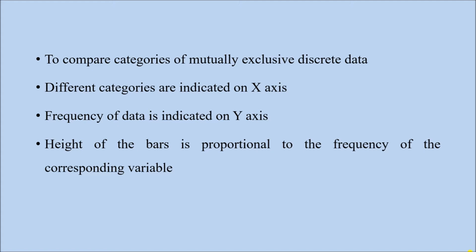X-axis represents the categories, the different categories, whereas y-axis represents the frequency of individual category. Height of the bars is proportional to the frequency of the corresponding variable. So suppose if the frequency of one variable is more than the second variable, then the bar presenting the first variable will be longer or taller as compared to the bar presenting the second variable.